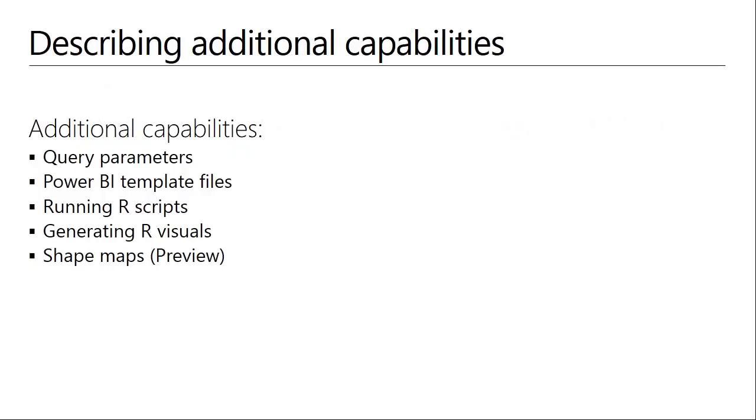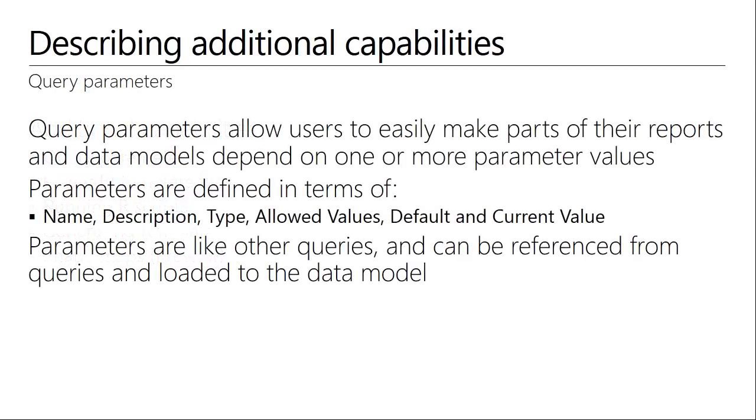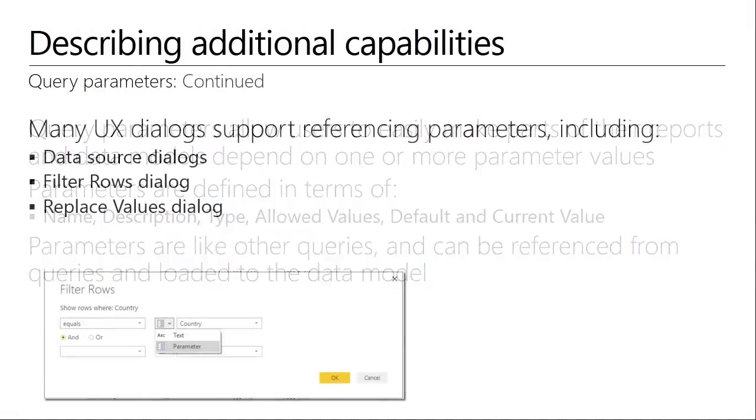Let's then describe some additional capabilities, including query parameters, Power BI template files, running R scripts, generating R visuals, and shape maps, a new feature presently in preview. Query parameters allow users to easily make parts of their reports and data models depend on one or more parameter values. These parameters are defined in terms of a name, a description, data type, allowed values, a default, and current value. And then these parameters can be referenced from queries and loaded to the data model.